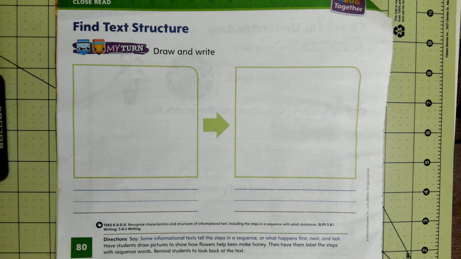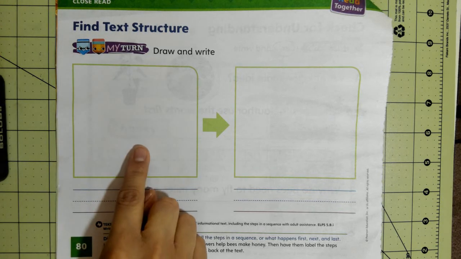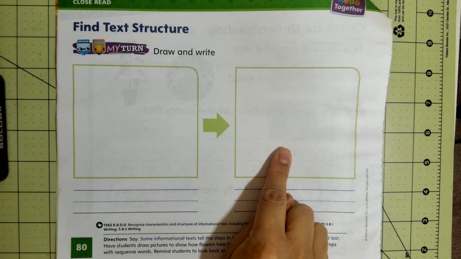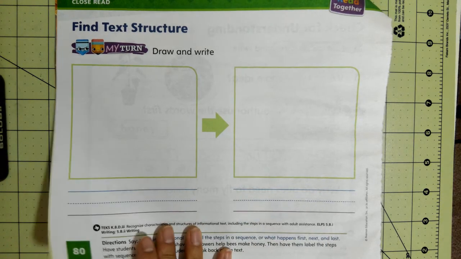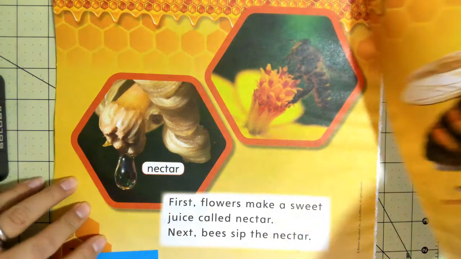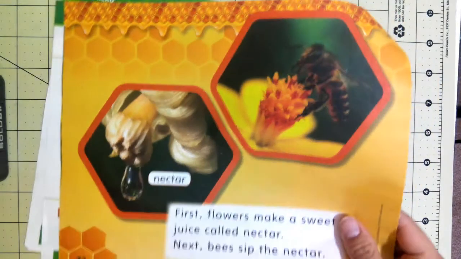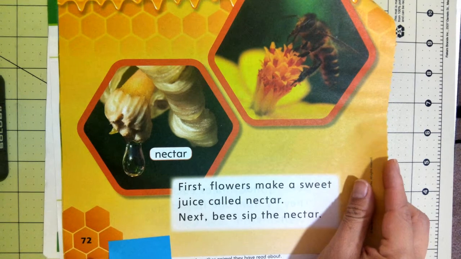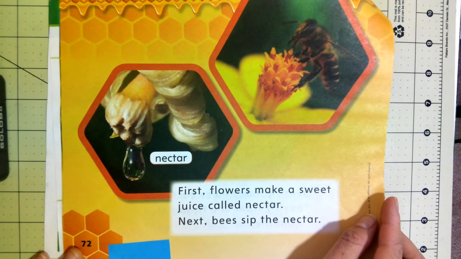So first, next, last. So we're going to look back at the text and we're going to tell what happens first and then what happens. So we're going to look back at page 72. I'm going to reread it to you, and then we're going to go back and draw and label the steps to make honey.